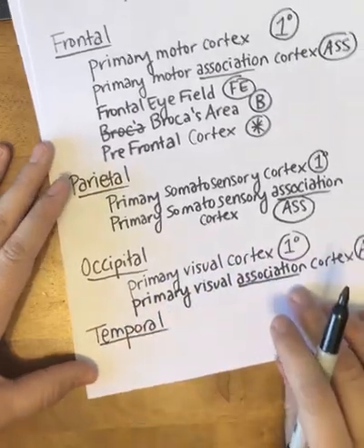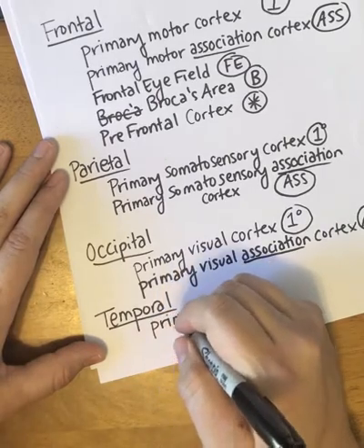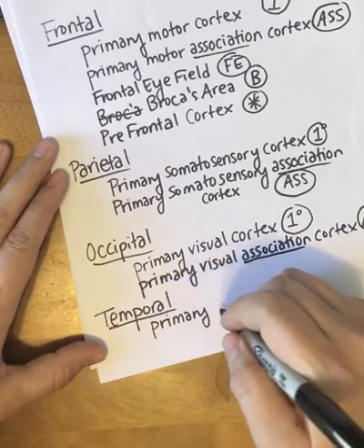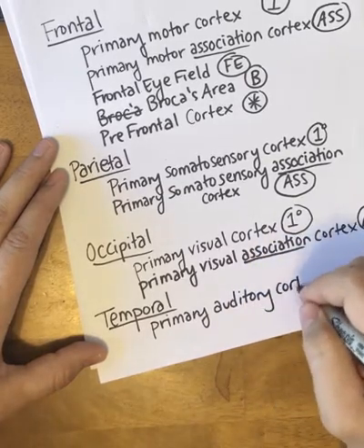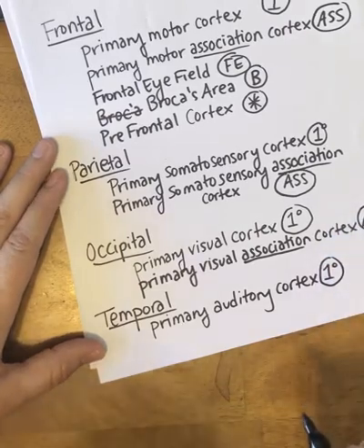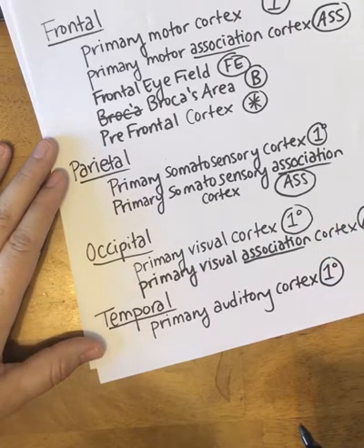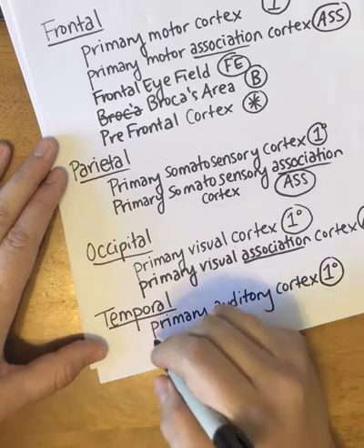So in your temporal lobe, you're going to have your primary auditory cortex. Auditory means to hear. So primary auditory cortex, you can hear me talking. Now, if I whistled a tune, let's see if I can whistle right now.